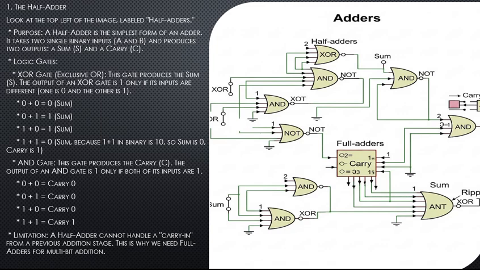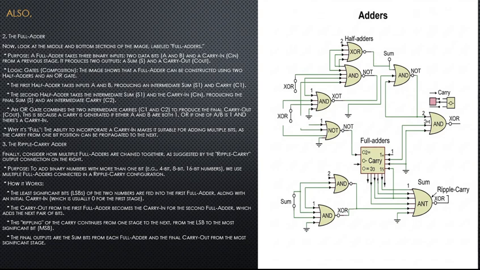This is why we need full adders for multi-bit addition. So let's look at the function and the importance of a full adder. Now, look at the middle and the bottom sections of the image labeled full adders. What's its purpose? A full adder takes three binary inputs: two data bits, A and B, and a carry in from a previous stage. It produces two outputs, a sum and a carry out.